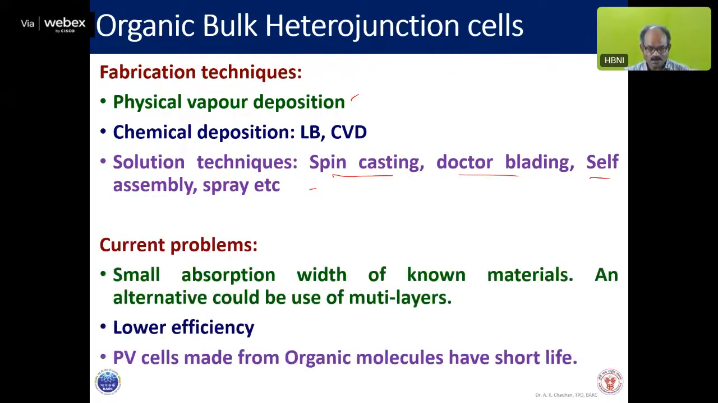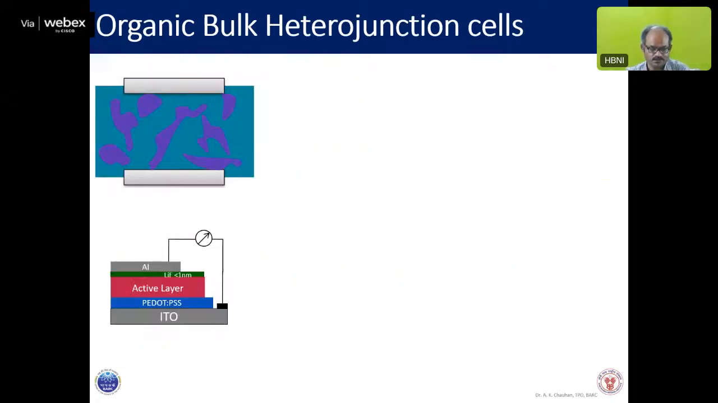The problems with bulk heterojunction solar cells are that they have small absorption width. It must be very clear to you by now, and therefore you can use multilayers also, but that is also not of very much help. Efficiency is very low, and the life is also small. So these are the current problems with bulk heterojunction solar cells.